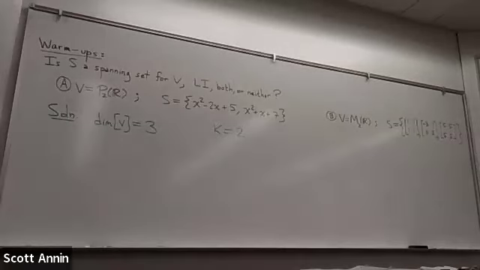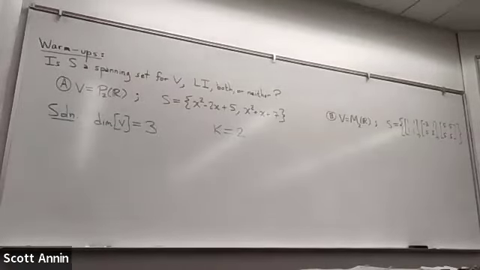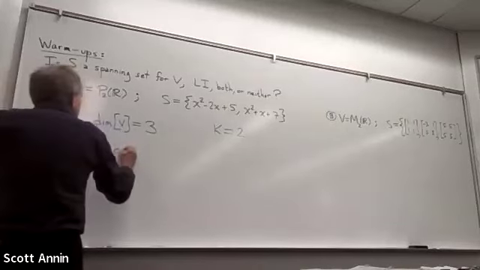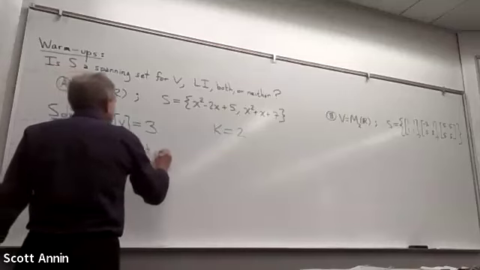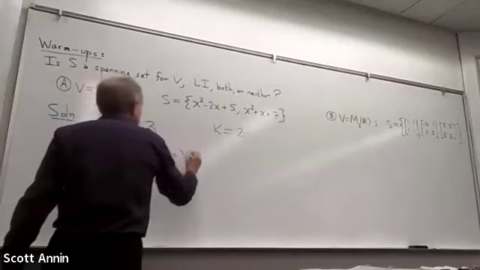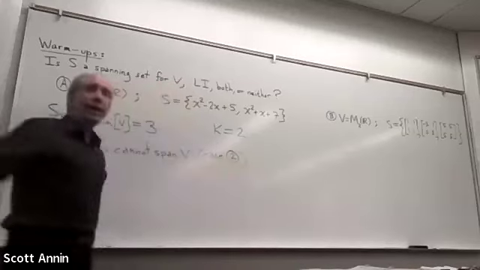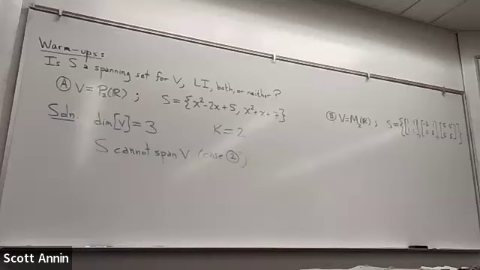All right, so that means K is less than the dimension of V. K is 2, the dimension of V is 3. That's the second case here. So I already know, my friends, that S cannot span V. This is case 2 in my little recap over here. So S cannot span V in this case.